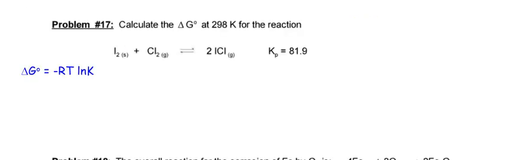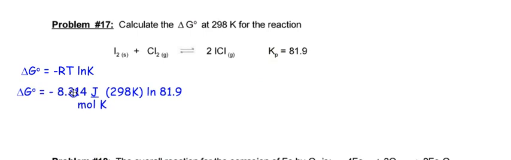All right, so I put this equation up. Why would I put this equation up? Because that's the equation that relates delta G naught and K. There you go. Now I'm going to plug in some numbers here. Remember, R is 8.314, not 0.0821, because I need joules. And here's my temperature and the natural log of 81.9, all right?